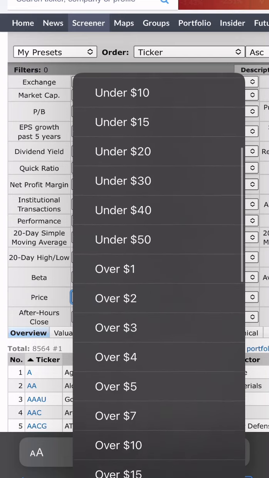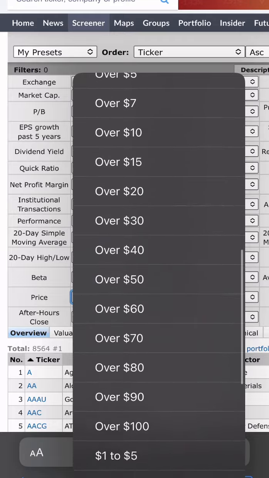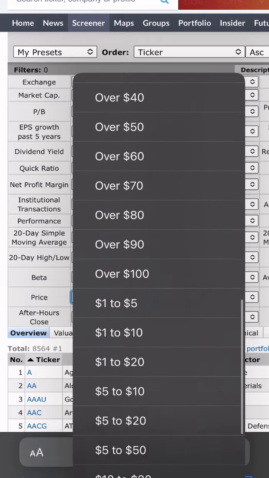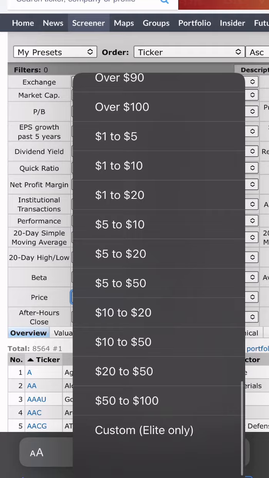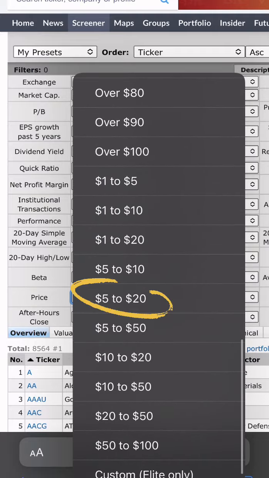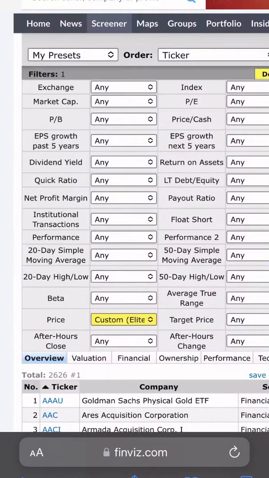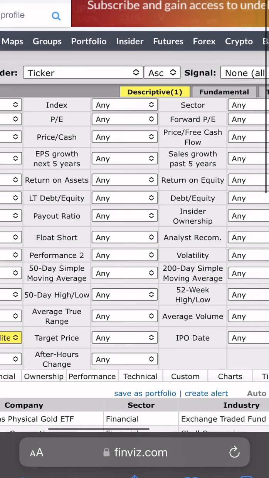Now this is just for a simple day trade. I hit the price drop down button and I can see all these numbers: over, under, you can go in between. I'm actually going to go in between $5 and $20. So I'm going to click on that, and that's going to show me all the stocks that meet that criteria.